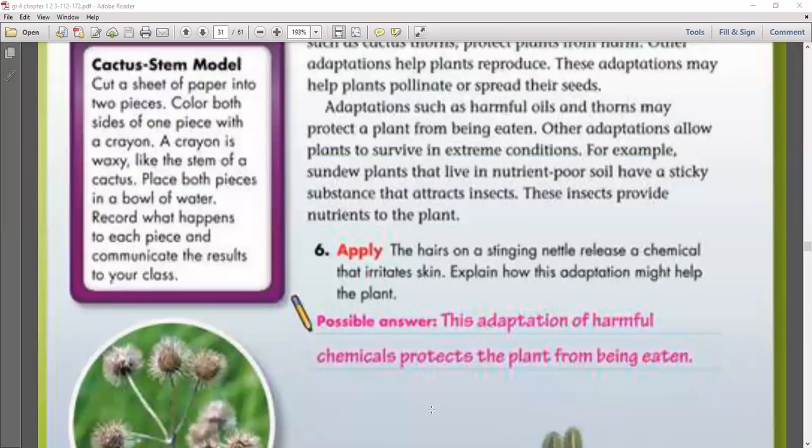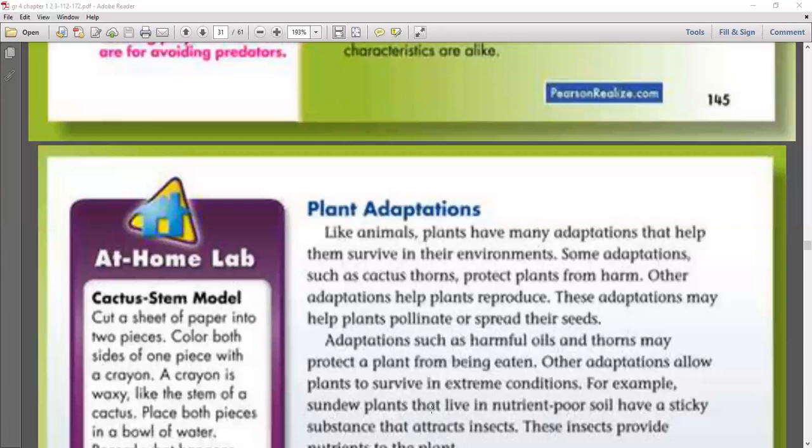If we go to the last page, we'll talk about plant adaptation. Like animals have adaptation, plants also have different adaptations. Plants living in the desert are not like the plants living in the forest or in a grass area. According to the place they live, each plant has an adaptation to survive in its environment.